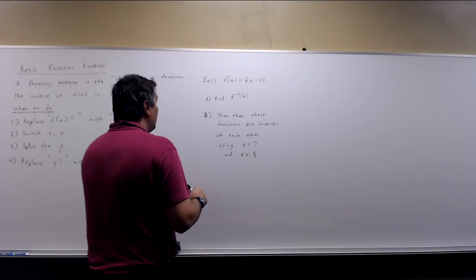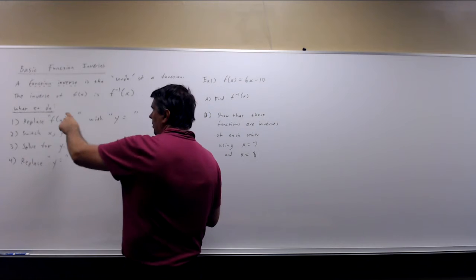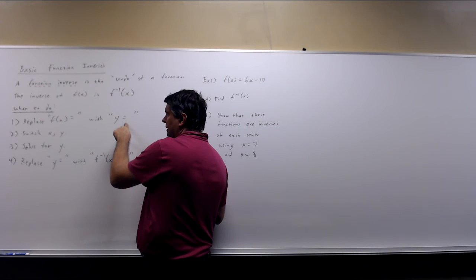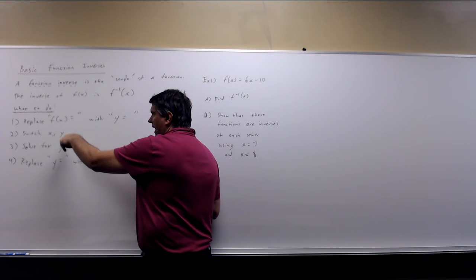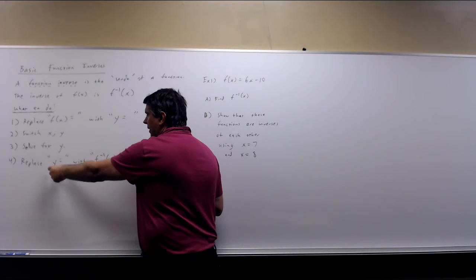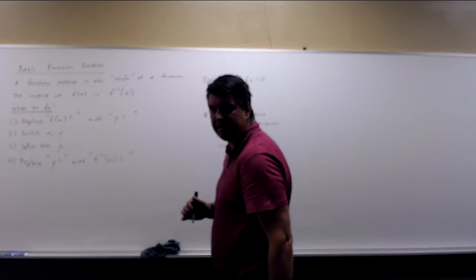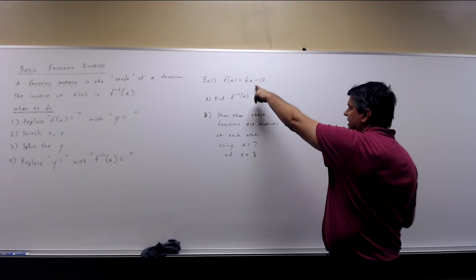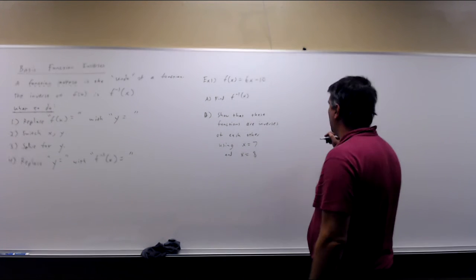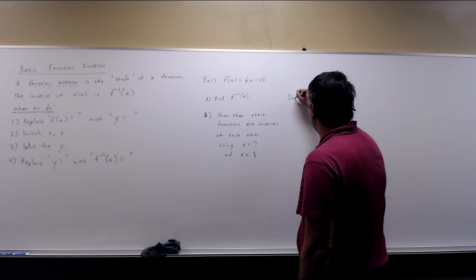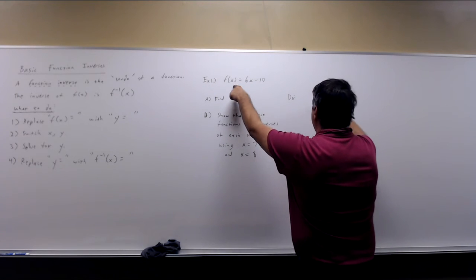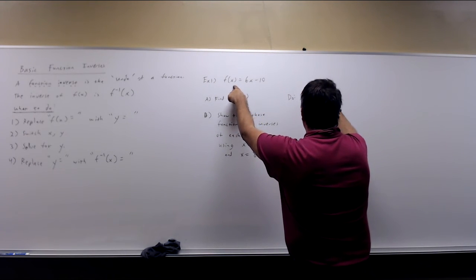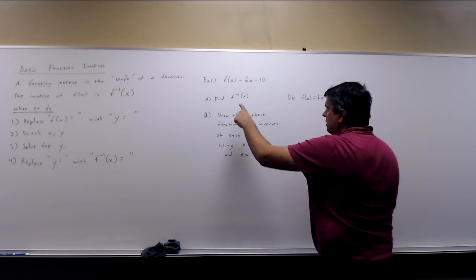So anyway, the steps are: replace f of x equals with y equals, switch x and y, solve for y, replace y equals with f inverse of x equals. So we're going to start with f of x equals 6x minus 10. Okay, so here we go. f of x equals 6x minus 10.